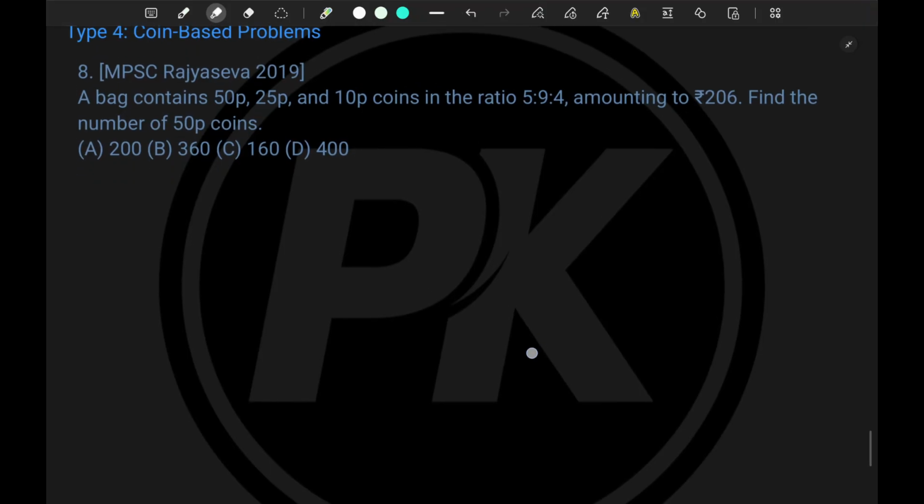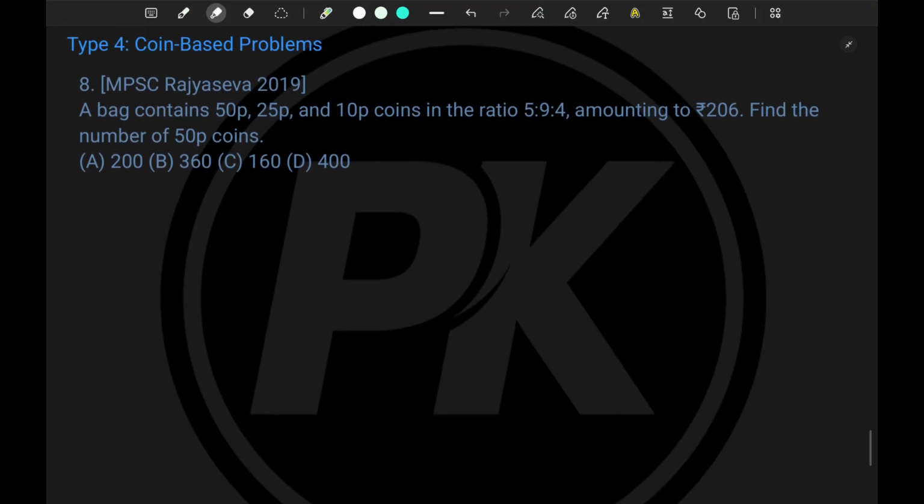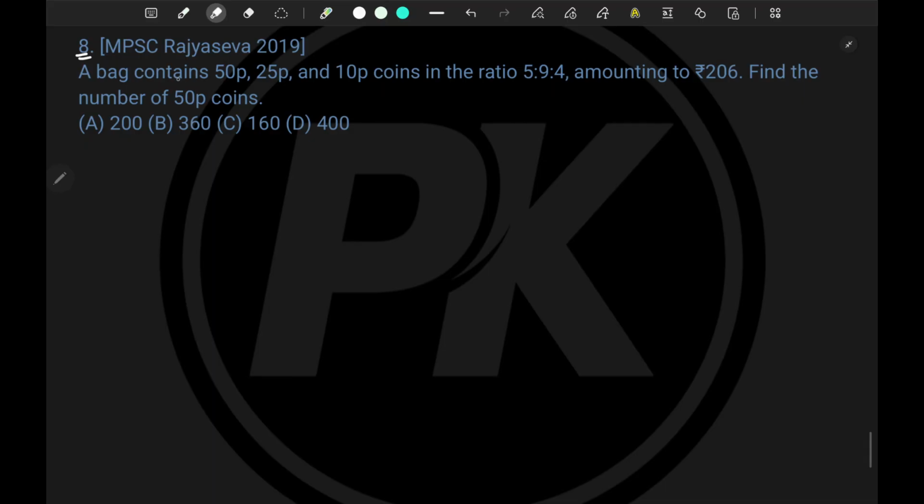Now let's move to type number 4. This is very, very important, because in most exams this is a favorite question, a coin based question. The question we are seeing now is problem number 8. This question was asked in MPSC Rajyaseva 2019. Now what it says: a bag contains 50 paisa, 25 paisa and 10 paisa coins in the ratio of 5 is to 9 is to 4. That means here this is 50 paisa, this is the value of that coin, 50 paisa, 25 paisa and 10 paisa, and they are in the ratio of 5 is to 9 is to 4.